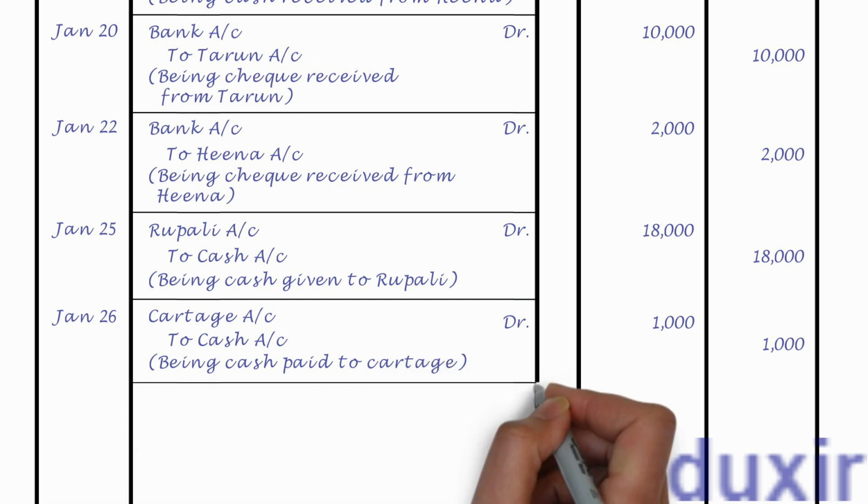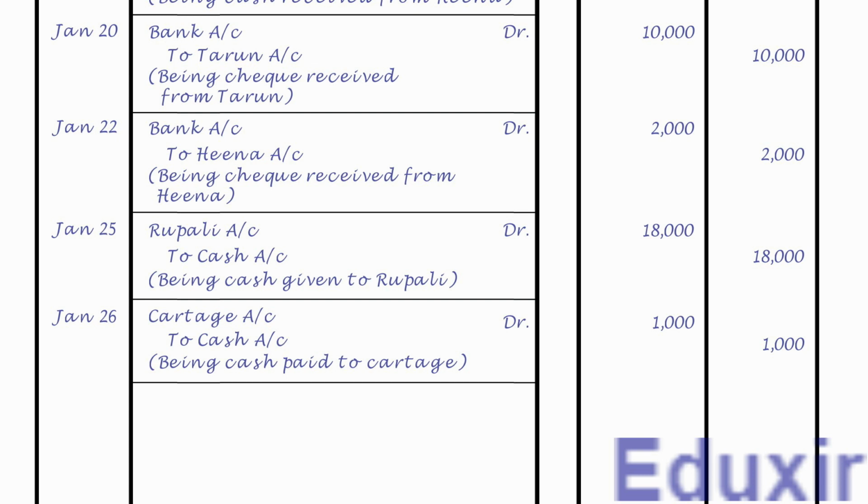Let us now draw a line to mark the completion of generalizing of this transaction. That completes the generalizing of this transaction. Let us now take up the next transaction.